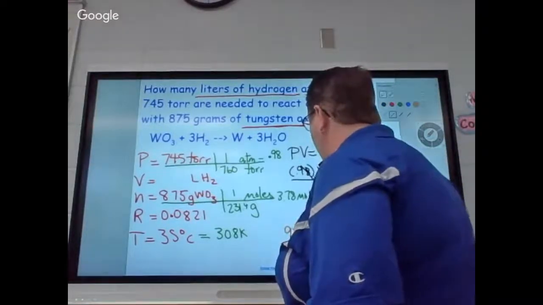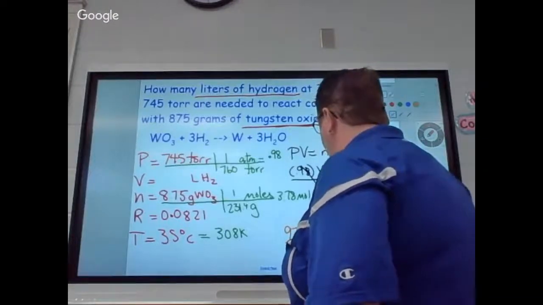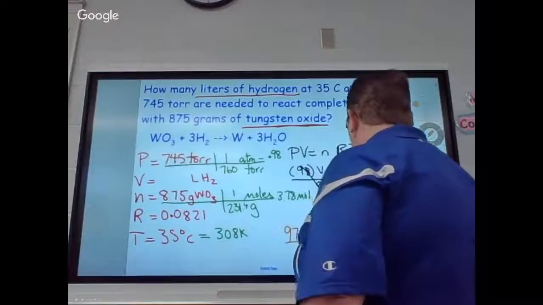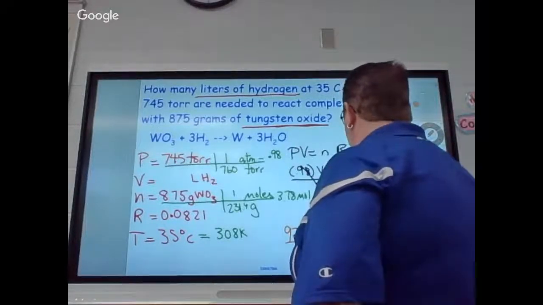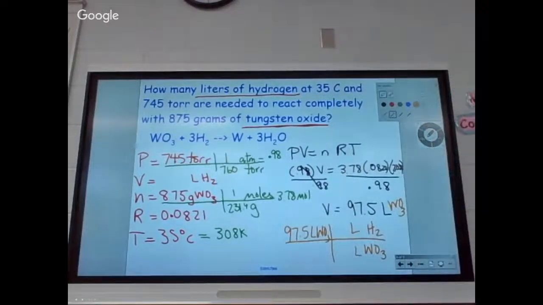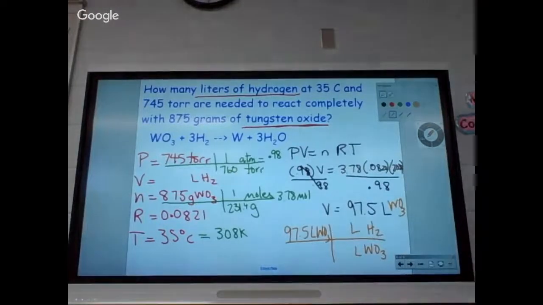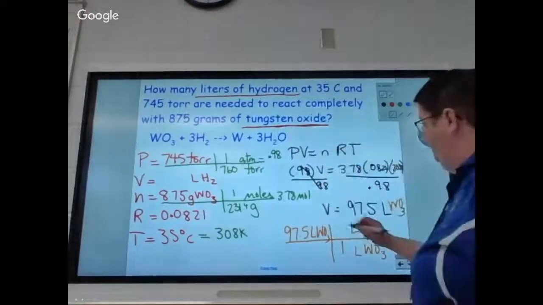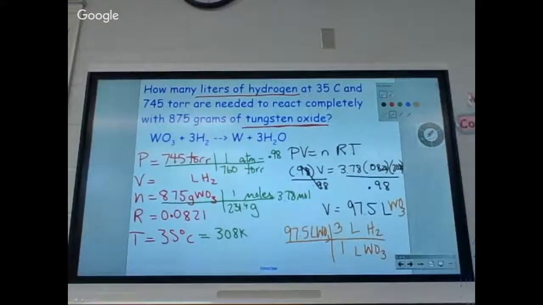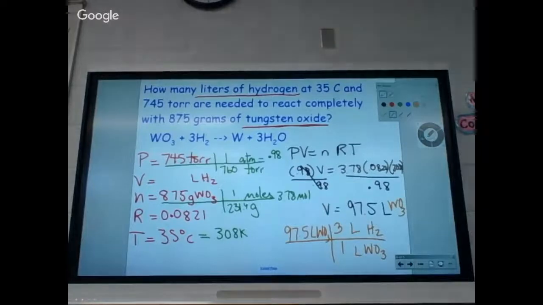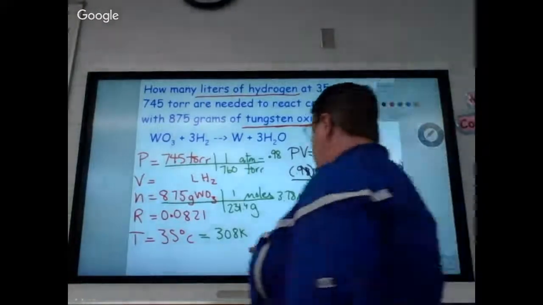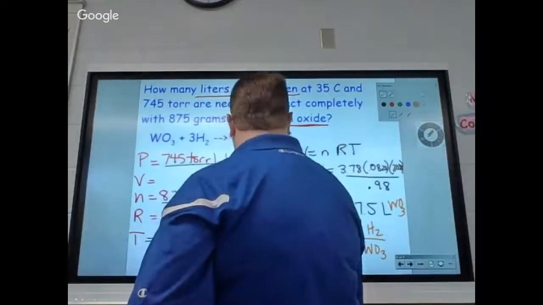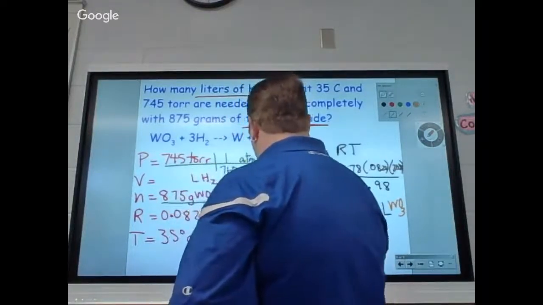So 97.5 liters of WO3 to liters of hydrogen. Where did your numbers come from last night? They still do. So WO3 has a what? And hydrogen has a what? And all you have to do is now multiply and you have your answer. You get what? 290.5 liters of hydrogen.